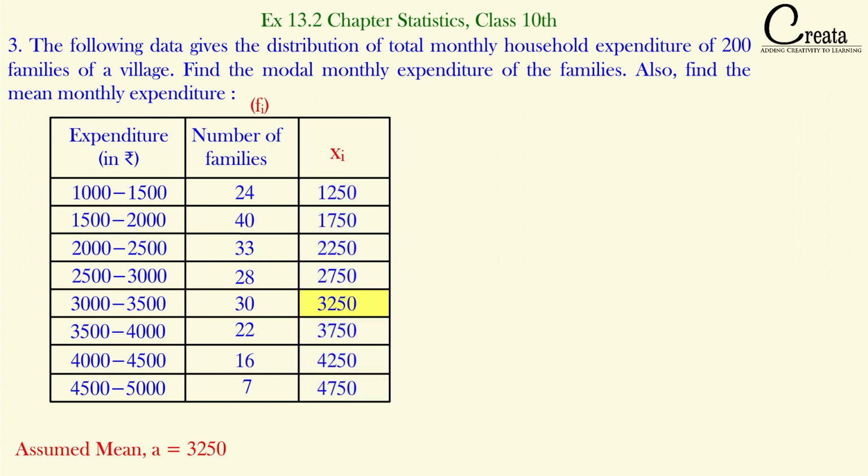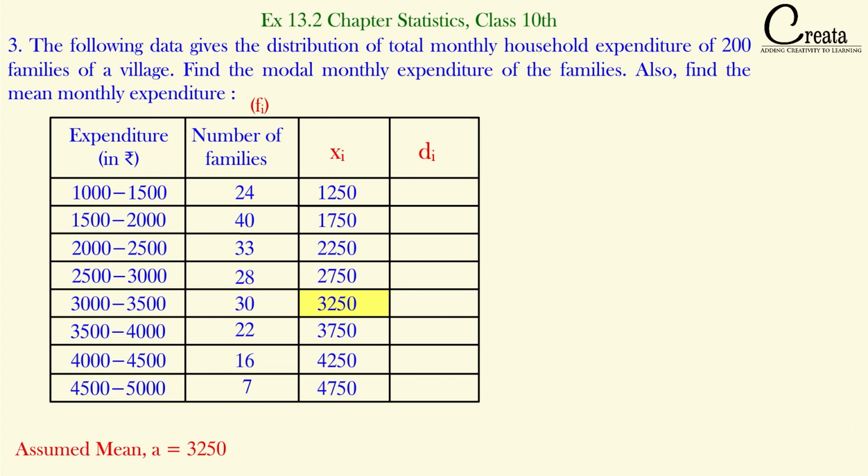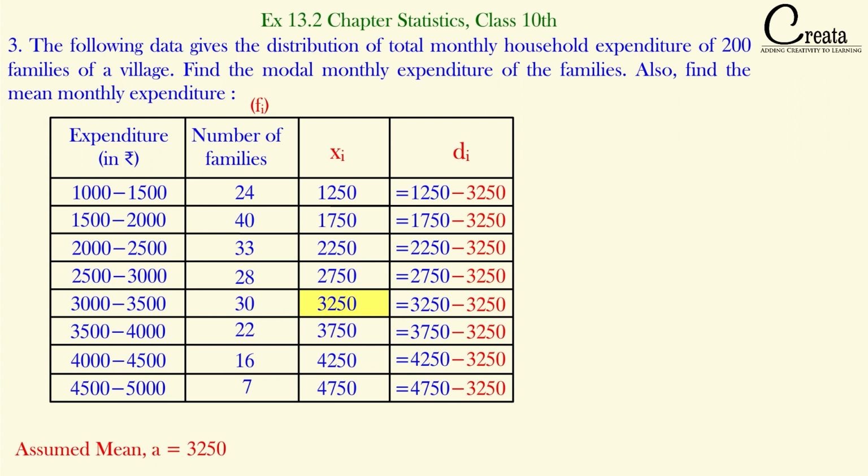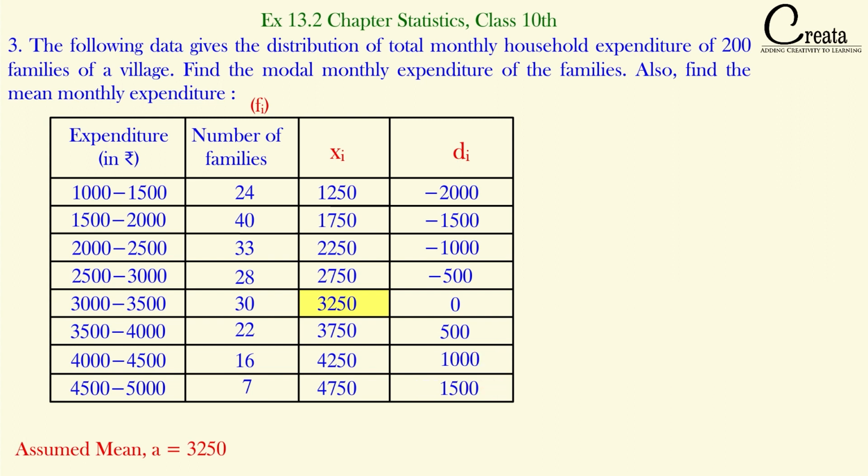Okay. Next step, we will find the deviation, which is the next column in the table, xi minus a. We will subtract the value of our assumed mean from all of these values. Let's see. So 1250 minus 3250, it will be minus 2000. 1750 minus 3250, it will be minus 1500. Similarly, minus 1000, minus 500, 0, 500, 1000, 1500. Okay, we have simply subtracted the value of the assumed mean from all the values of xi. We got the deviation, that is di.